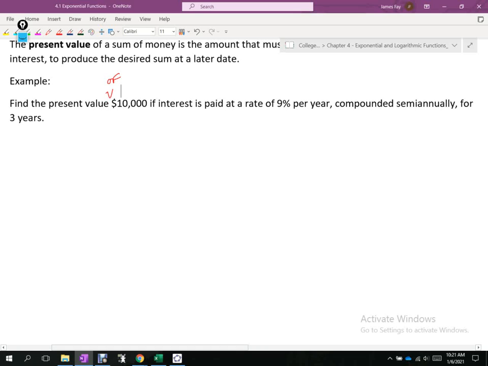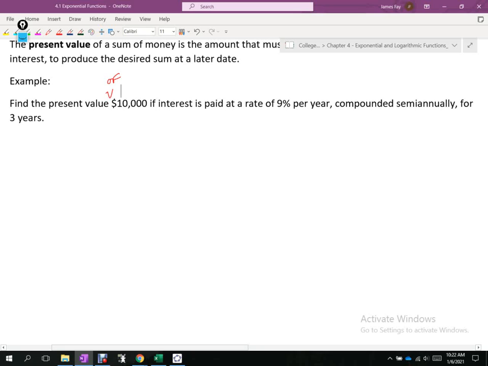So basically the idea is I have a need for $10,000 in 3 years from now. Maybe I know I'm going to retire and I want to buy a boat with cash. And I know the boat I'm going to buy is going to be $10,000. But I don't have $10,000 liquid cash right now. I can't afford that. Does that make sense? But I do have some money.